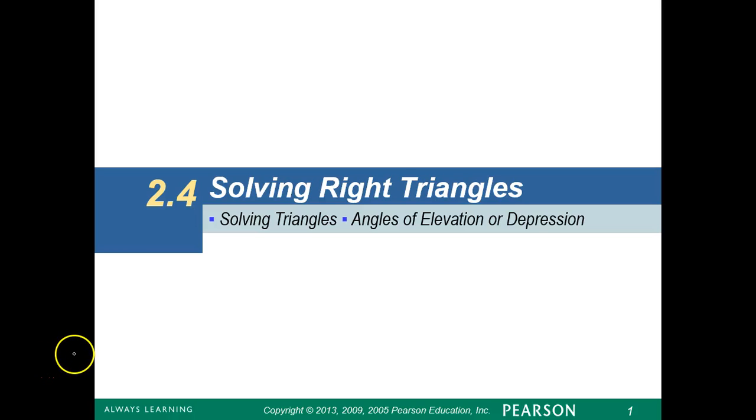Trigonometry class. This is our lesson on section 2.4. We're going to be doing something called solving right triangles. We should already know how to do many of the things that we're going to be doing in this lesson here, but we've never been necessarily asked to solve a right triangle, and I'll show you what that entails in this lesson. And then after we solve right triangles, we're going to be doing something called angles of elevation or angles of depression. So let's go ahead and get started.